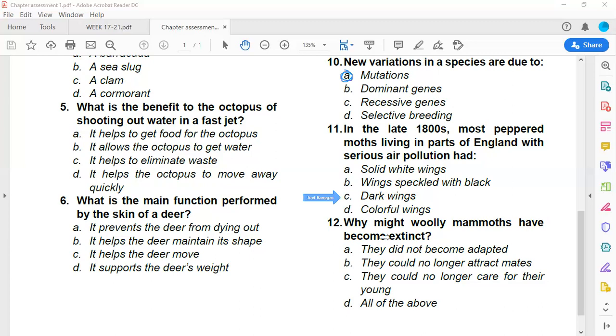And the last one, number 12, why might woolly mammoths have become extinct? Letter A, they did not become adapted. Letter B, they could no longer attract mates. Letter C, they could no longer care for their young. Letter D, all of the above. Okay, so in this case, it's going to be letter A, they did not become adapted.